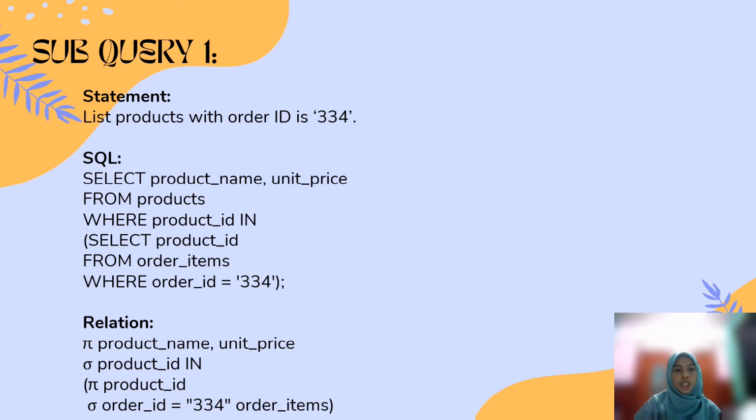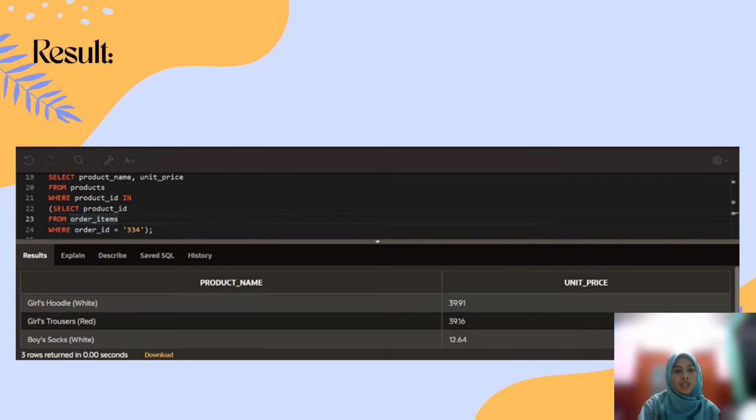For subquery 1, the statement is list product with order ID 334. For the SQL, select product name and unit price from products where the product ID in subquery, select product ID from order items where the order ID is 334. The result will show the product name and unit price.